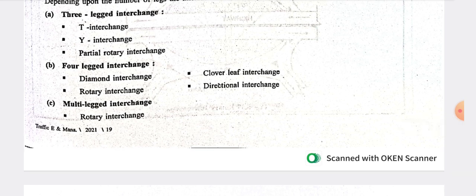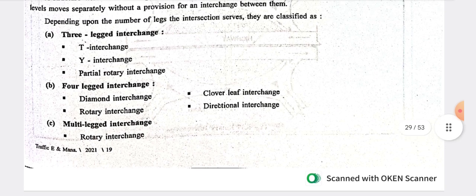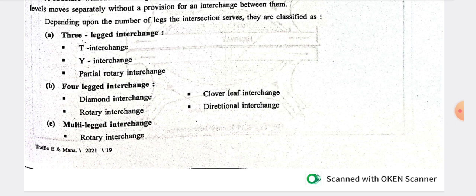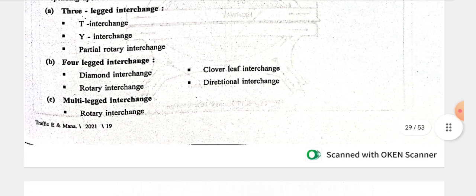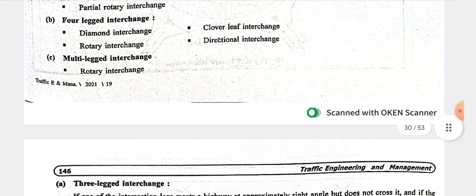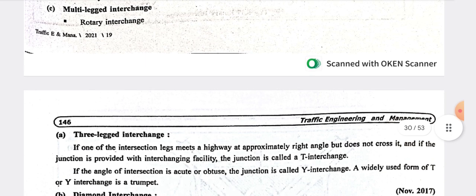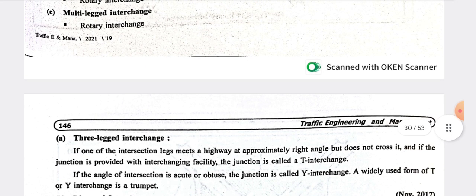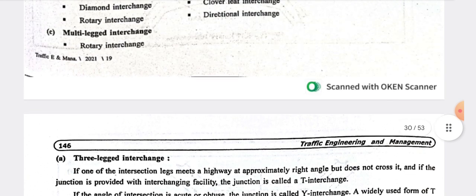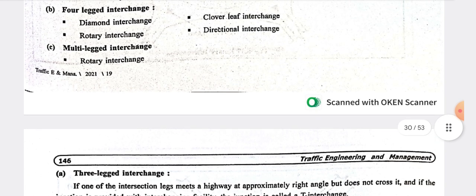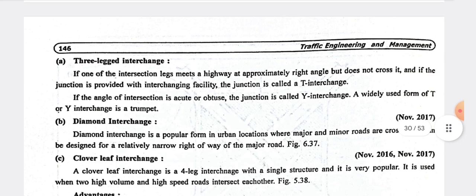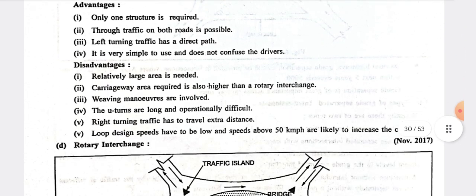Second is a four leg interchange. The four leg interchange is also divided into four parts. First one is a diamond interchange, second is a cloverleaf interchange, third one is a rotary interchange, and fourth one is a directional interchange. And third is a multi-leg interchange. The multi-leg interchange has a single part, a rotary interchange. So one by one we discuss here.